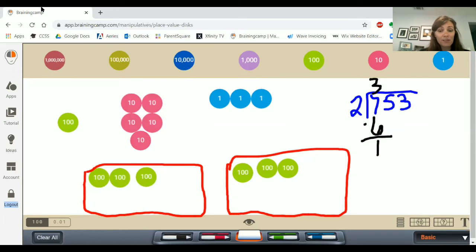Well, your parents and I learned it this way. We said, bring down the 5. And it's in the tens place, so it's actually 50. But how do I do that on my board here? Well, I can actually break up this 100 into 150. I can break it up into tens. Watch this.